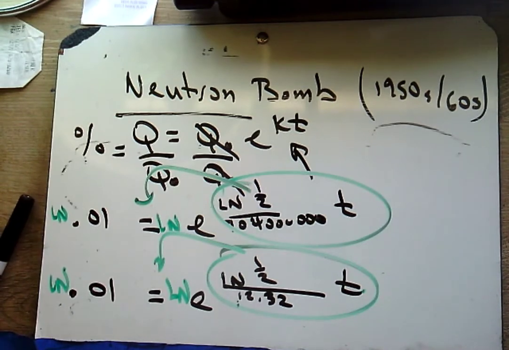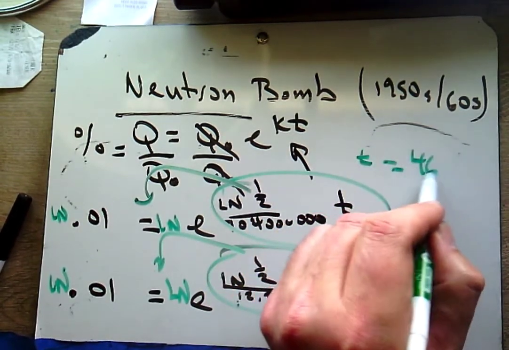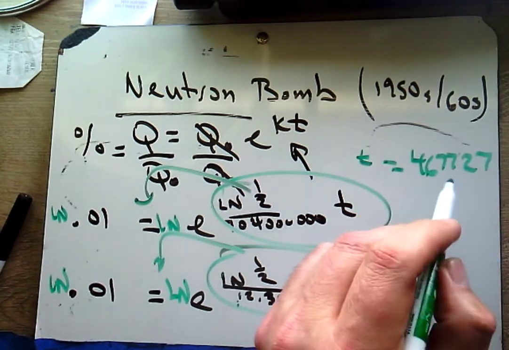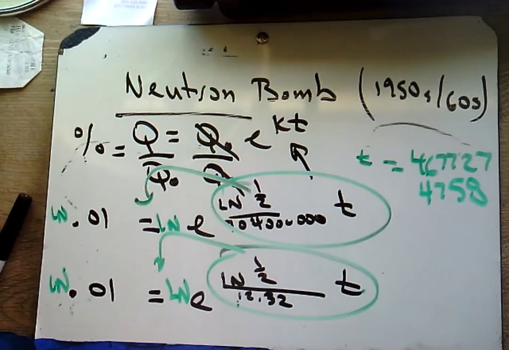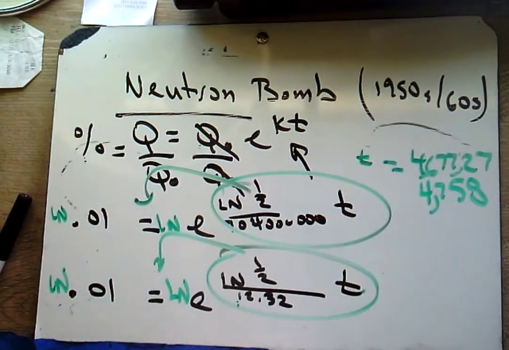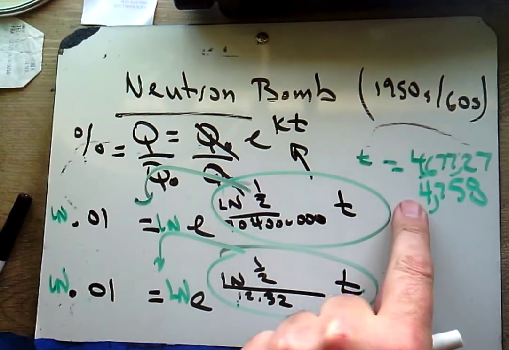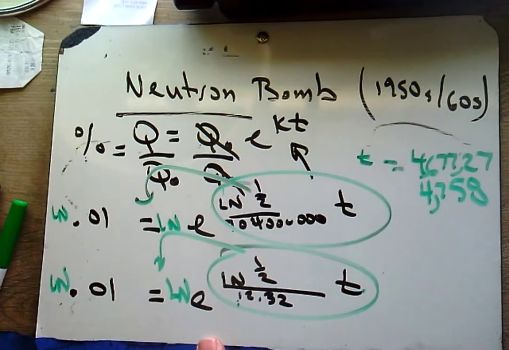Okay, so for this one, I got t was equal to 46777274758. And by the way, that's a number of years. Hundreds, thousands, millions, billions. 4.6 billion years until we have only 1% left. That's a long time. I don't know that any of us is still going to be around then. But what about this one?